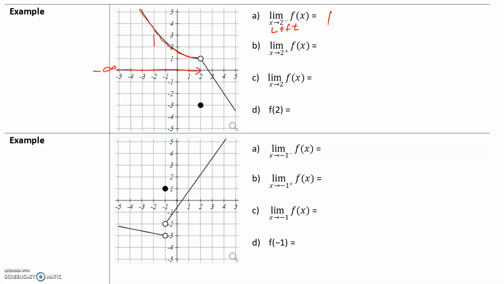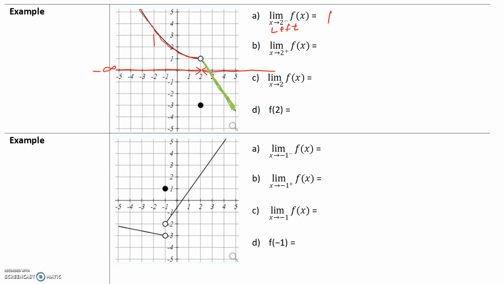Now let's see what is happening when we approach 2 from the right. As x approaches 2 from the right side, what does the graph look like on this side? So the graph is going to be like this.